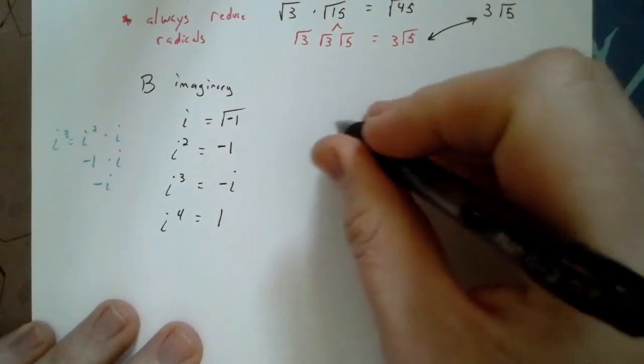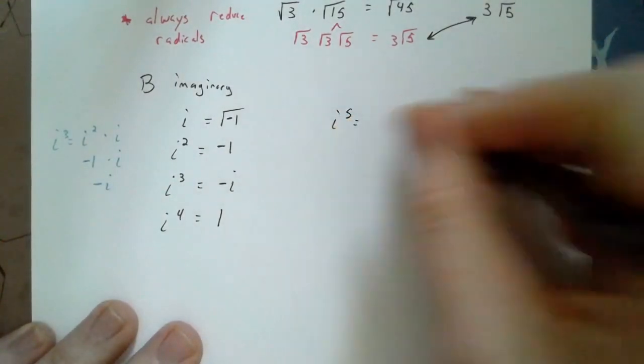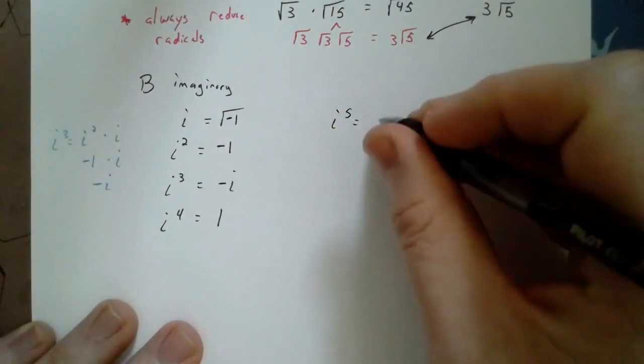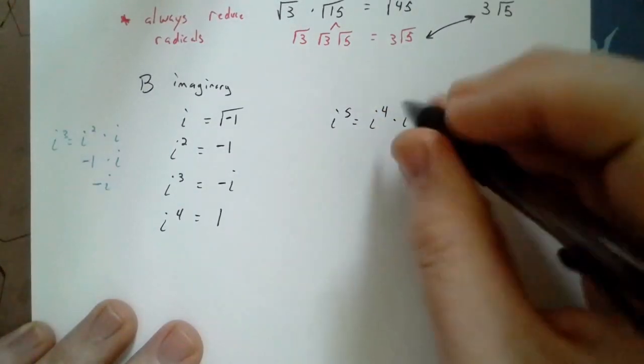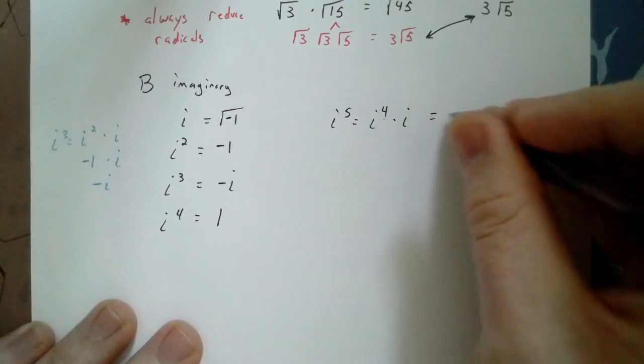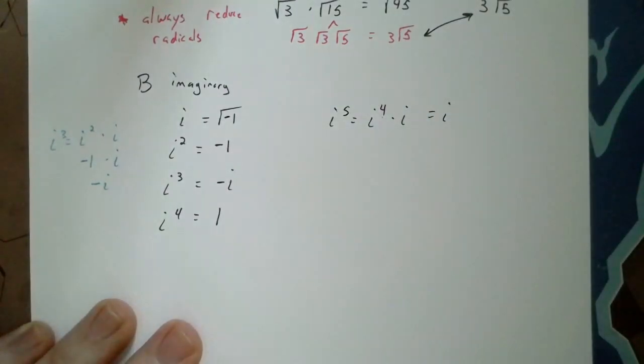For example here, right, if we were to take a look at, say, i to the fifth, well, I can just start taking out i to the fourths, right? And that'll equal i to the fourth times i. We know that i to the fourth is just 1, so it's just i, right?